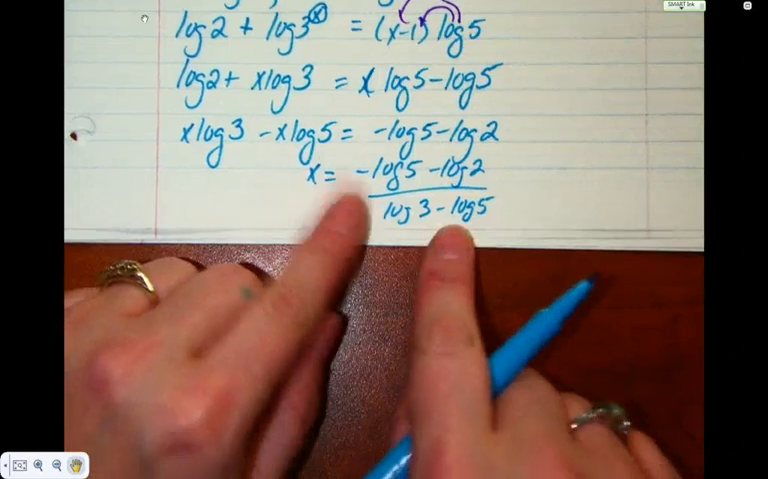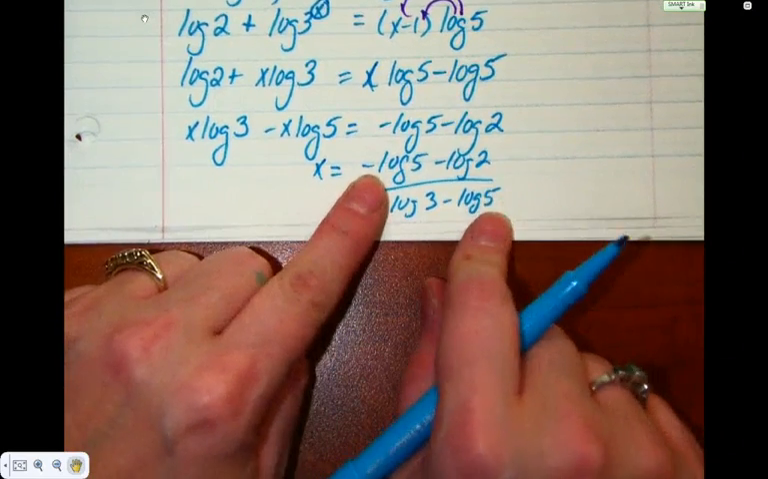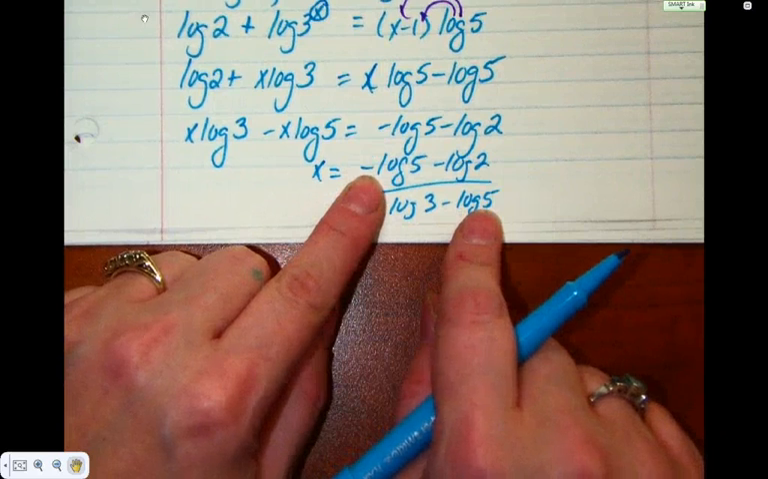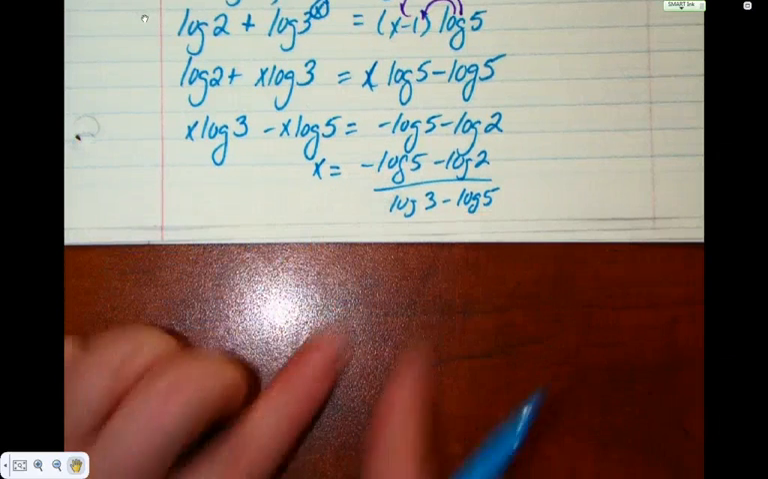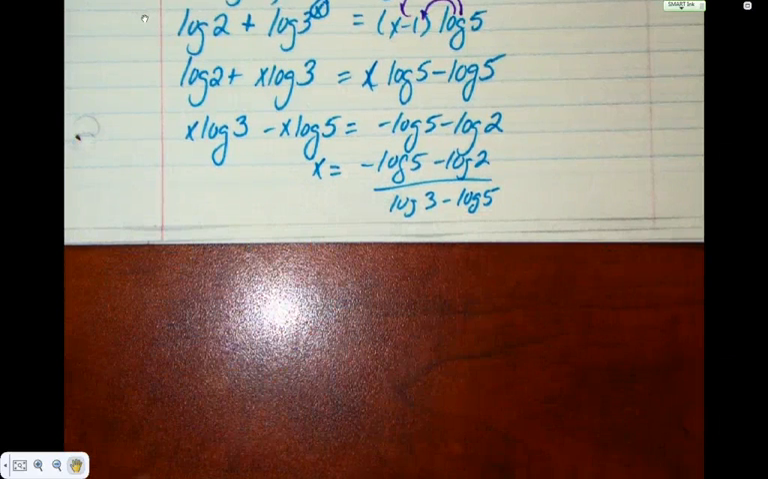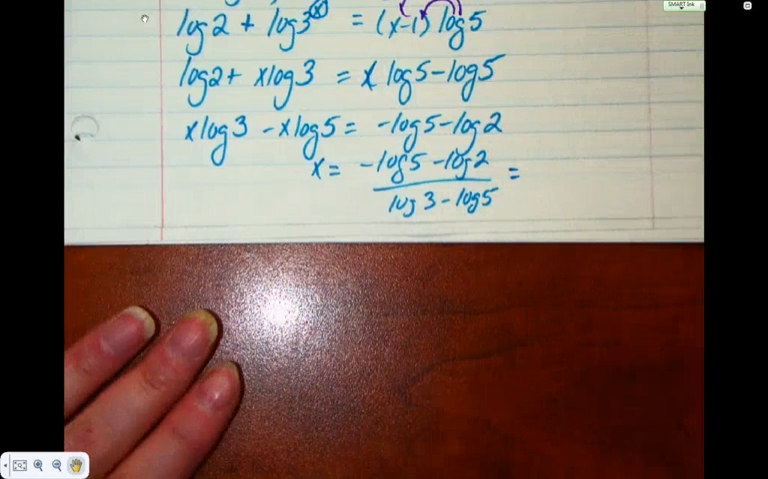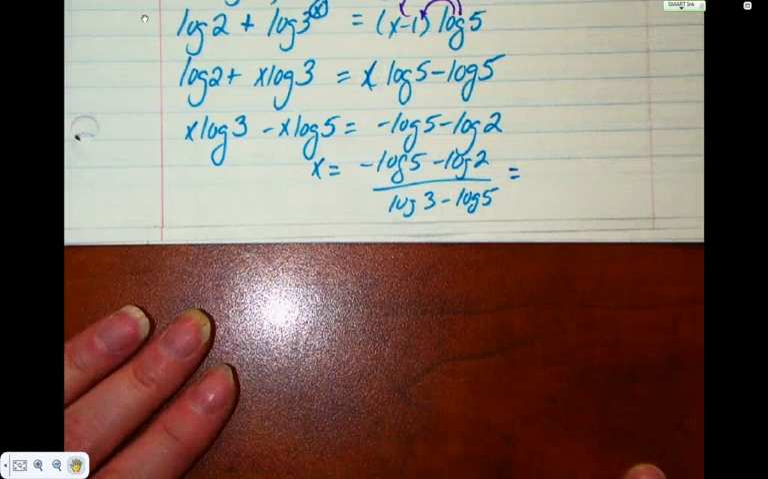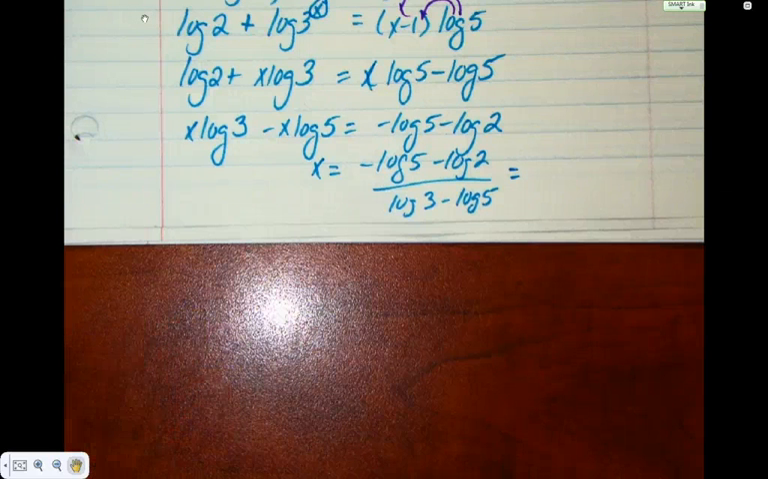Can I cancel these nice negative log 5s? They look so pretty there. There's one on the top, there's one on the bottom. Why can't I cancel? That's killing puppies. So again, no canceling is ever going to happen here. Not in this step. And because you're throwing it all into your calculator, even if you could cancel, the calculator will do it all for you. So there's no reason you'd have to do it yourself, even if we could at some point.